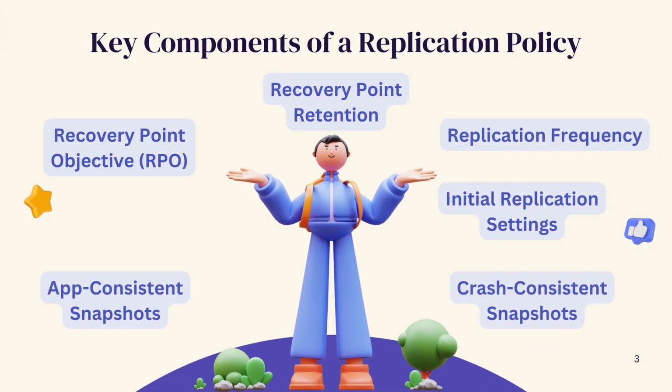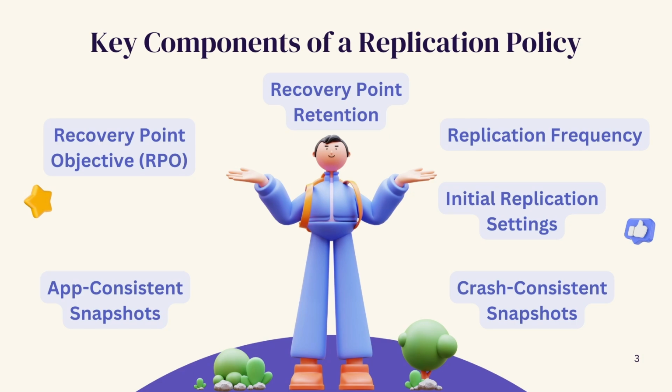The key components of a replication policy are, first, recovery point objective, which we call RPO. The RPO defines the maximum allowable data loss in terms of time. For instance, an RPO of 15 minutes ensures that no more than 15 minutes of data is lost in the event of disaster. Recovery point retention. Retention specifies how long recovery points are stored. For example, you might retain recovery points for 24 hours to enable rollback to a specific time if needed.